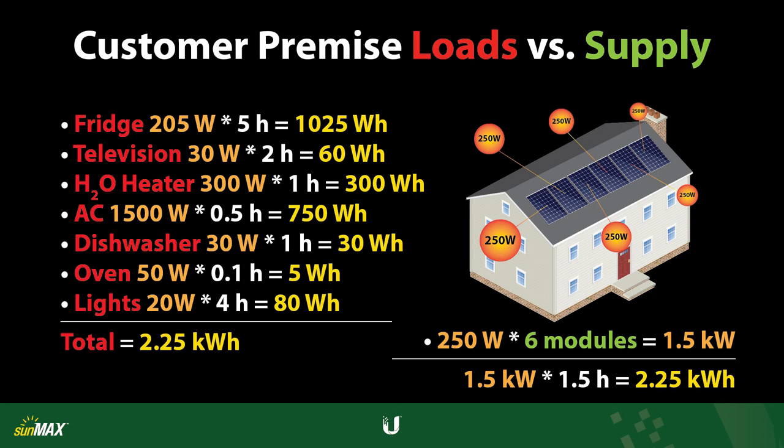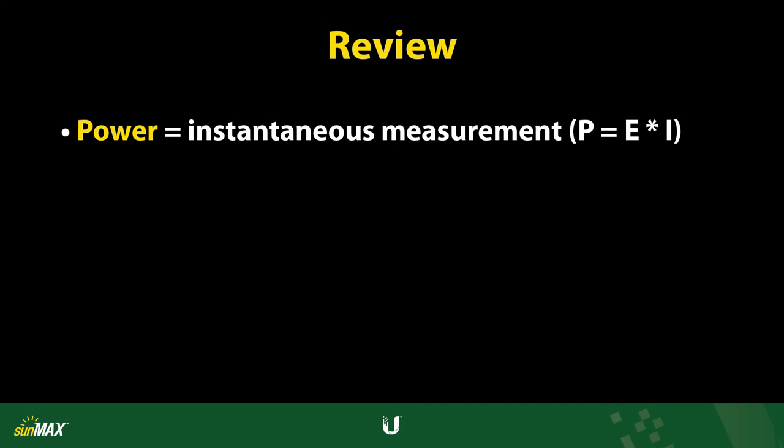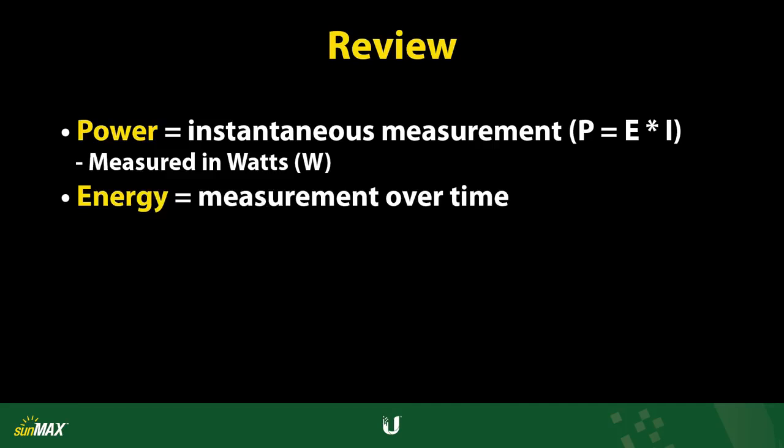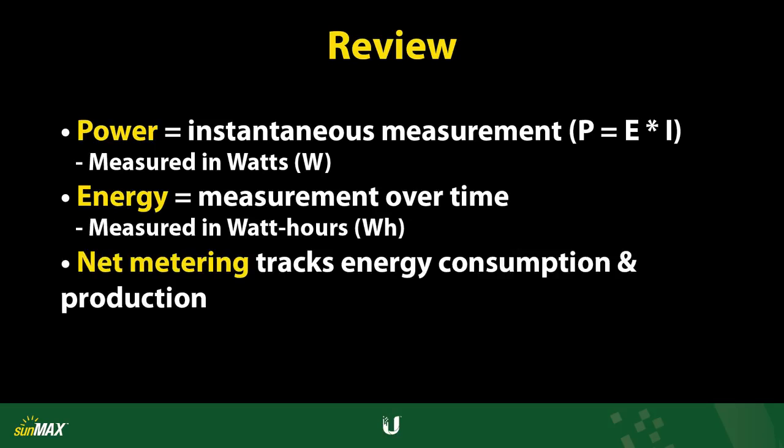for the entire day. To review, power is the product of voltage and current at a given instant and is measured in watts. Energy represents power over time and is measured in watt-hours. Through net metering, power companies track energy consumption and production.